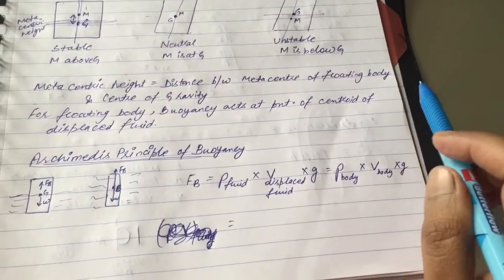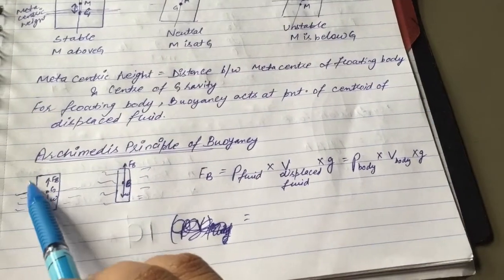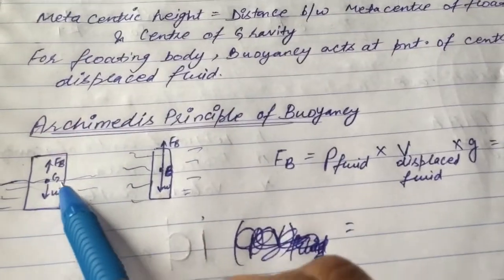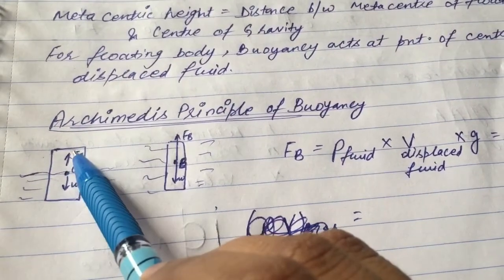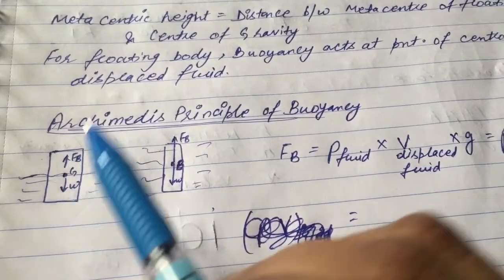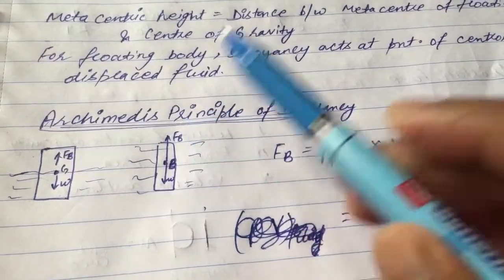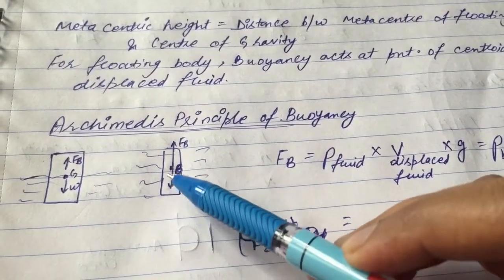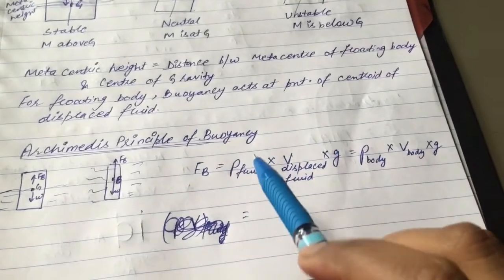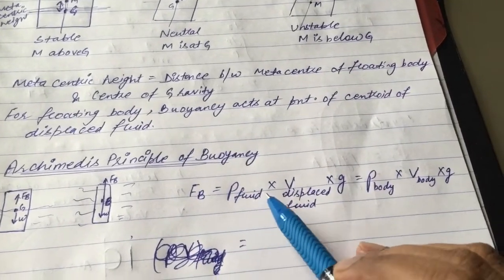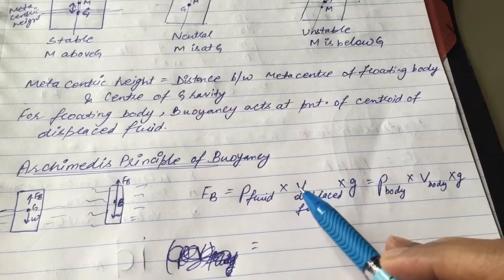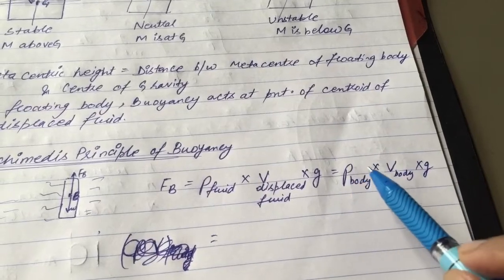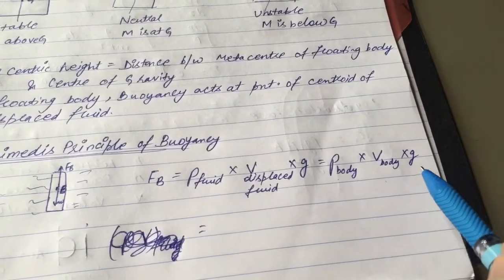Then we have Archimedes principle. It is valid for both floating body and fully submerged body. So this is a diagram of a floating body. G is center of gravity, FB is buoyant force, W is weight, and for a fully submerged body, FB is buoyant force, B is center of buoyancy, W is weight. So Archimedes principle states that buoyant force is equal to density of fluid into volume of displaced fluid into g. It is equal to density of body, volume of body, and g.